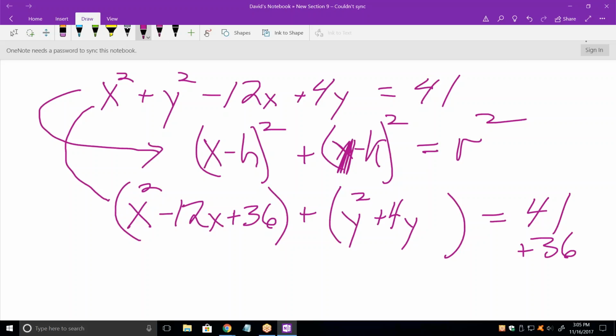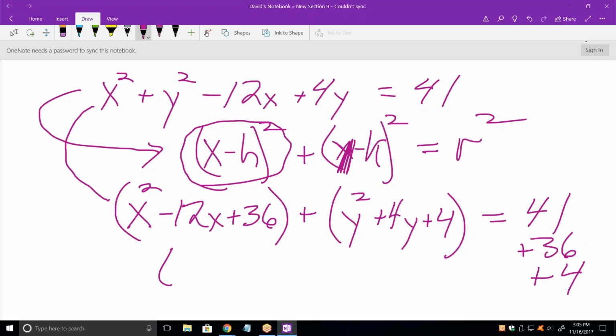Now do the same thing with the y's. So we take half, which is 2, squared, 4. And we add 4. Now, because we completed the square, I am always going to be able to write this in this way. That's why we completed the square, so that I could write it as a binomial term squared.